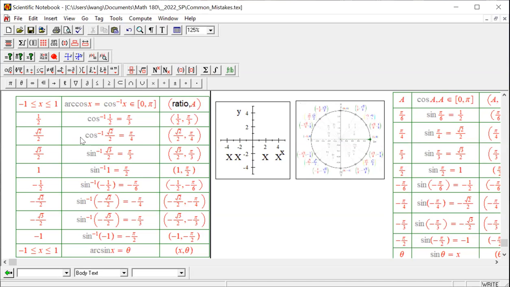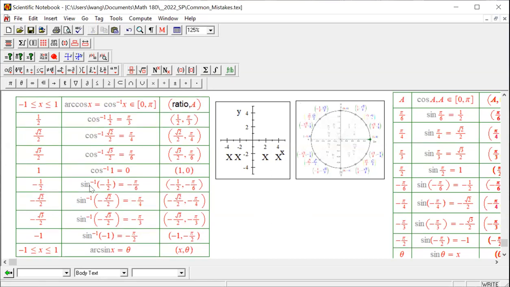Now, arc cosine of √2/2 is pi over 4. That's so good. Arc cosine of √3/2 is pi over 6. You can always look at the unit circle there. Arc cosine of 1, what does it equal, guys? It's not pi over 2, right? It equals 0. So 1, 0.